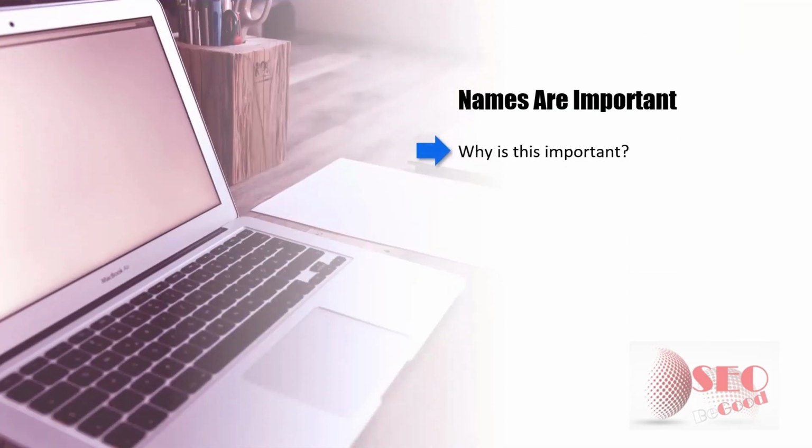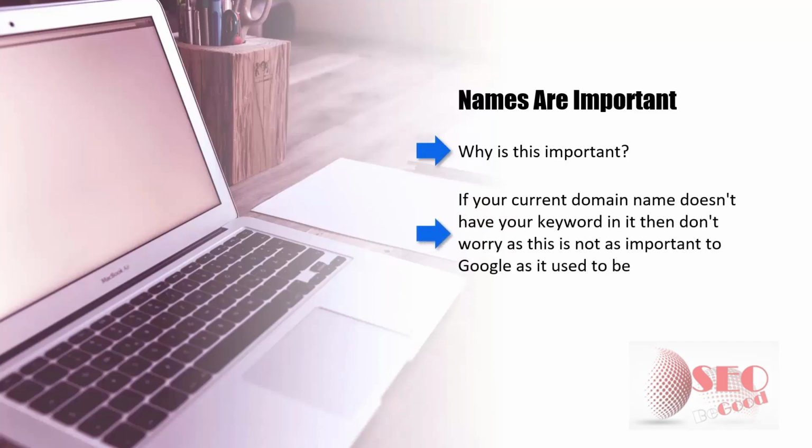Why is this important? Well, this will help Google identify the purpose of your site. Now, it is only one factor, but it is an important one. Google reads your domain name and looks to see if there are any words in it that will provide a clue as to what your site is about. If your current domain name doesn't have your keyword in it, then don't worry, as this is not as important to Google as it used to be. However, using the right titles for your web pages is important, so let's get on to that.